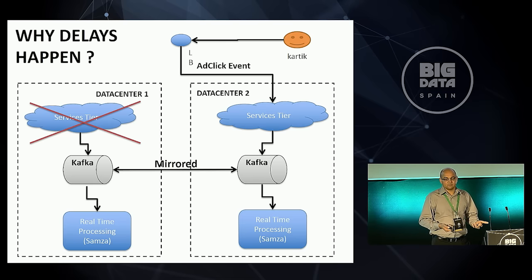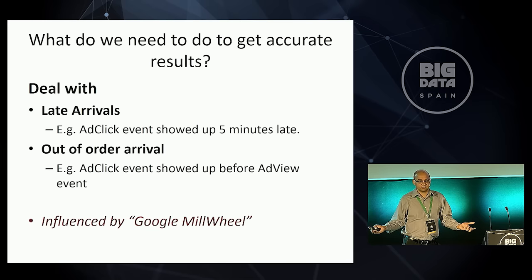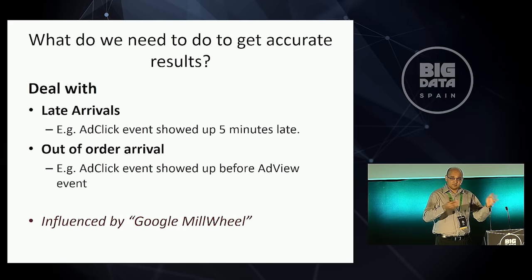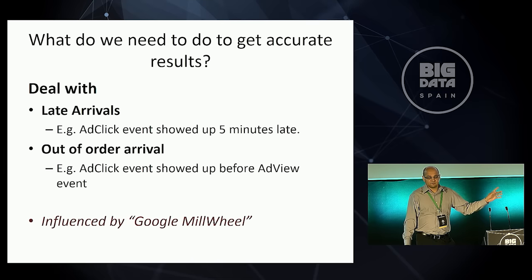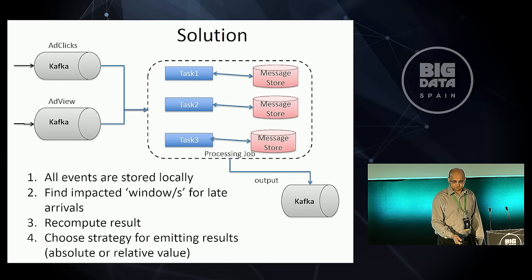But now we have two problems. One is there can be late arrivals, which means the ad click showed up, let's say, 10 minutes after your ad view event, right? Or there can be out of order arrivals, whereby the ad click shows up first, and then the ad view shows up. So your stream processor has to be able to react to these things, right? There's been a lot of very cool research work happening in it in the last 10 years. Google produced a paper called MillWheel, which has a lot of these things explained in detail. I would recommend everyone who's interested to go read it.